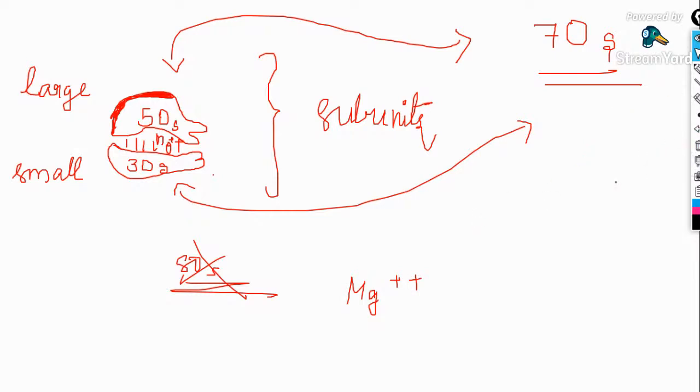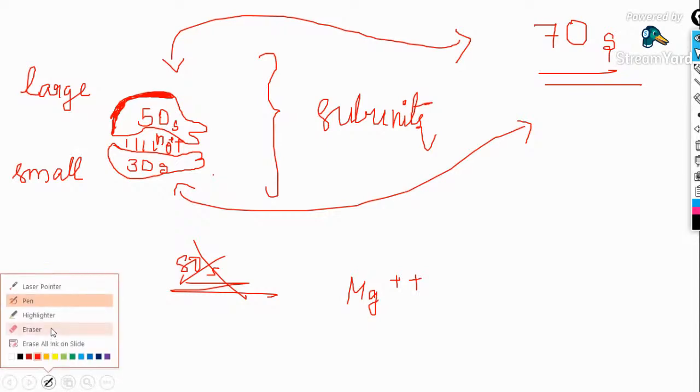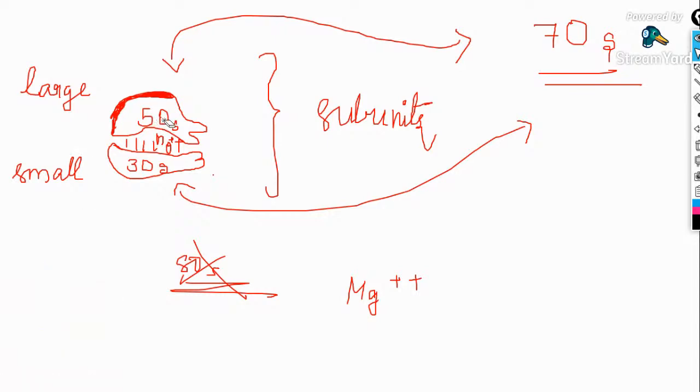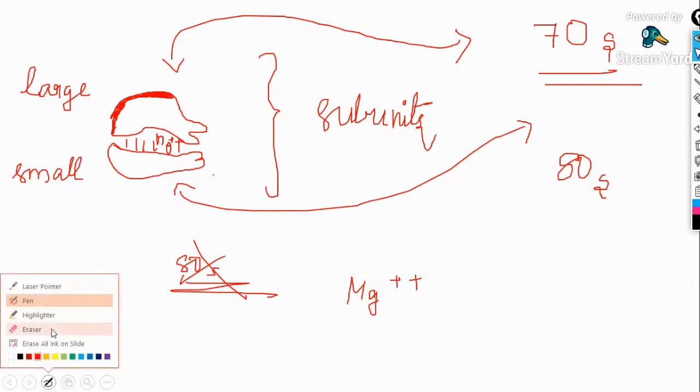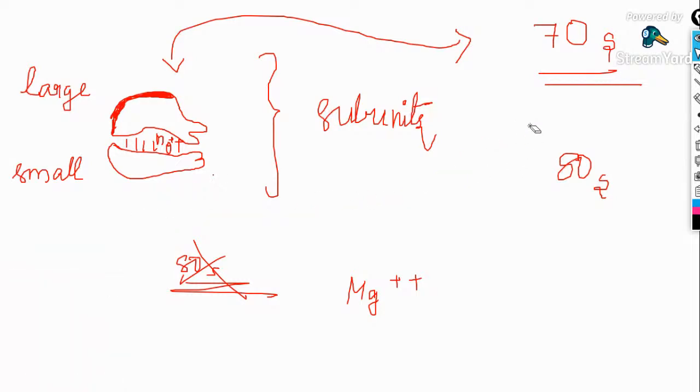So if we are moving to eukaryotes, the ribosomes are the 80S type, right? The ribosomes in case of eukaryotes are the 80S type.